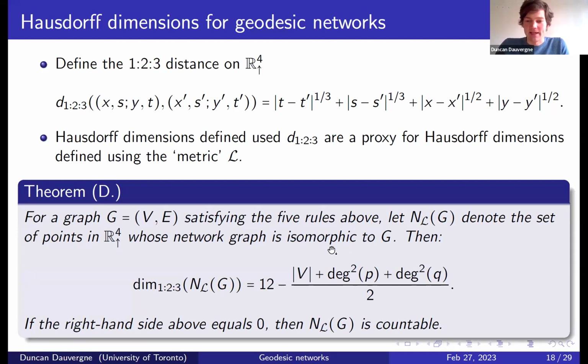So maybe as a sanity test, you can put in the statistics here for our trivial network. So let's draw the trivial network. I have two vertices connected by a single edge. So V equals 2, and the degree of P and Q are both 1. So I get 2 plus 1 plus 1 over 2, which is 2. So I get 12 minus 2, which gives 10. And 10 is the dimension of the whole space. Okay, which makes sense because almost every, in a Lebesgue measure sense, almost every pair of points looks like the thing that I just drew.